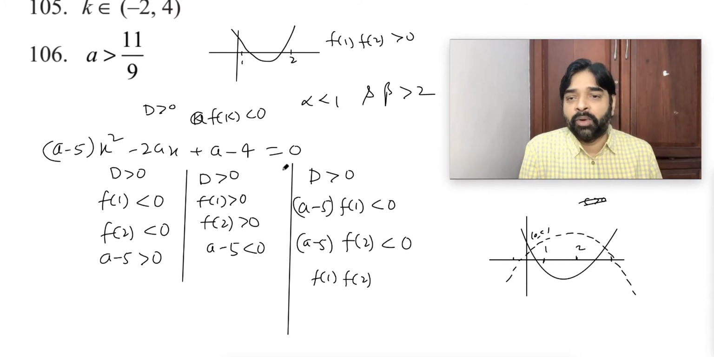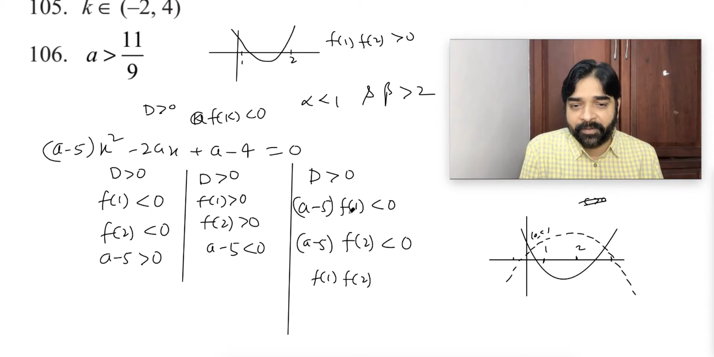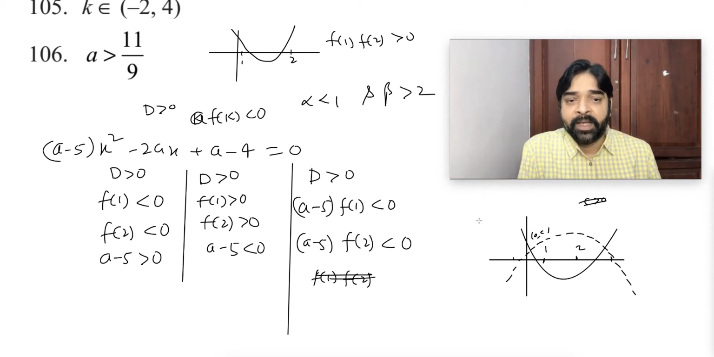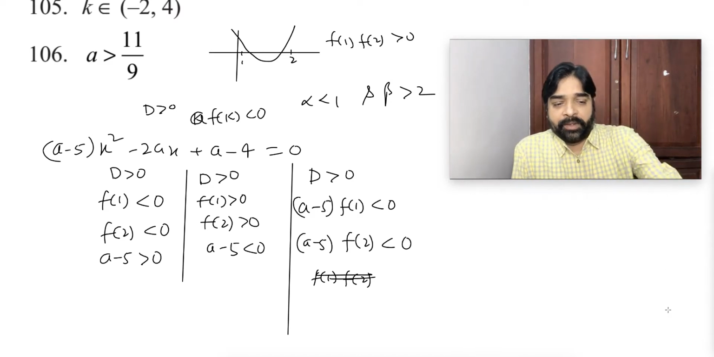D greater than 0 and a is what here? a minus 5, and k f of 1 less than 0. But 2 is also lying, so this is also I wrote, that's all. Of these three conditions I will solve and try to get the intersection. Let's try to solve it.